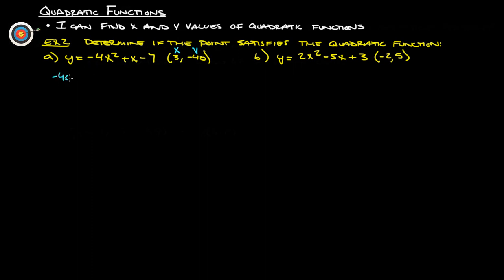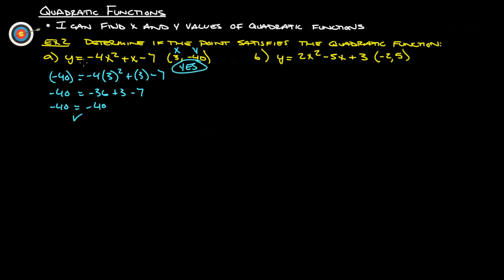So we get negative 40 is our y. Negative 4 times x, which is 3 squared, plus 3 minus 7. So we get negative 40. 3 squared is 9 times negative 4 is negative 36 plus 3 minus 7. So you'll find that negative 36 plus 3 is negative 33, minus 7 is negative 40. So this is true. So that means yes, (3, negative 40) does satisfy this quadratic function.